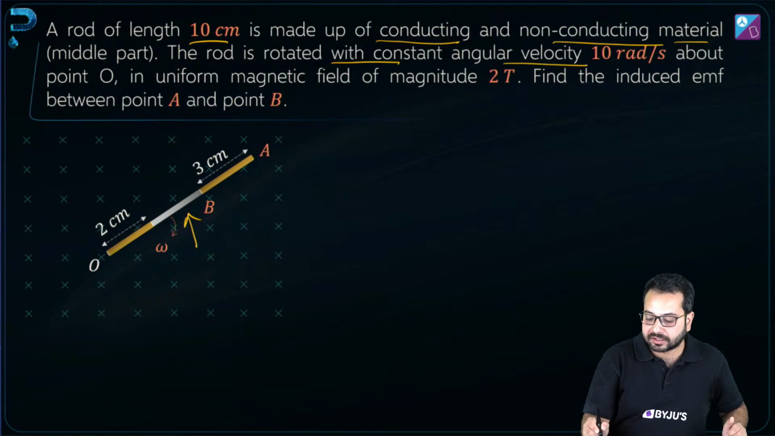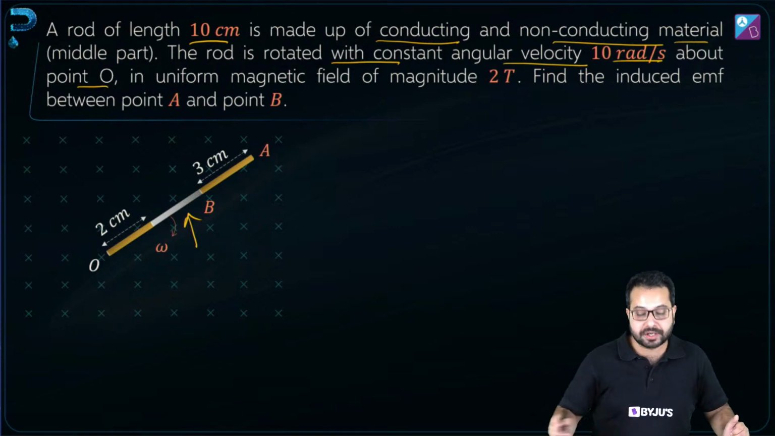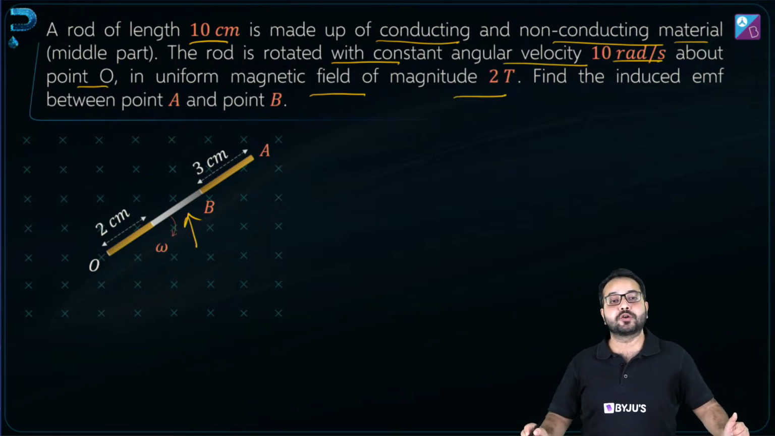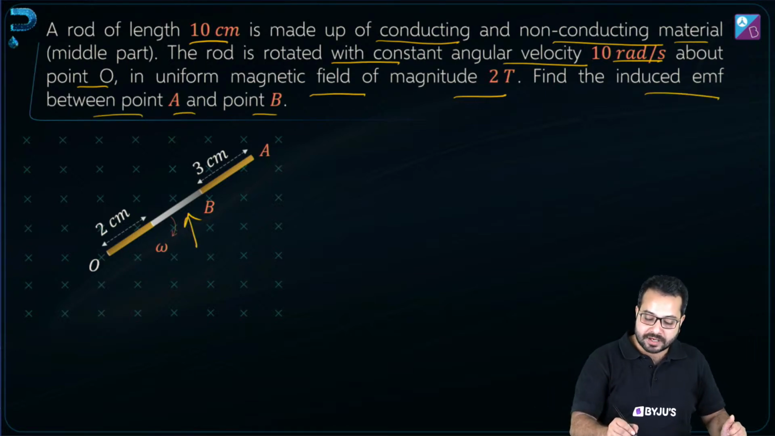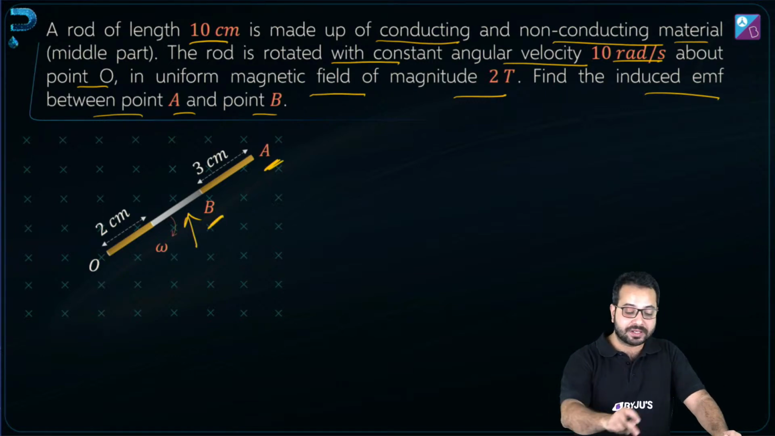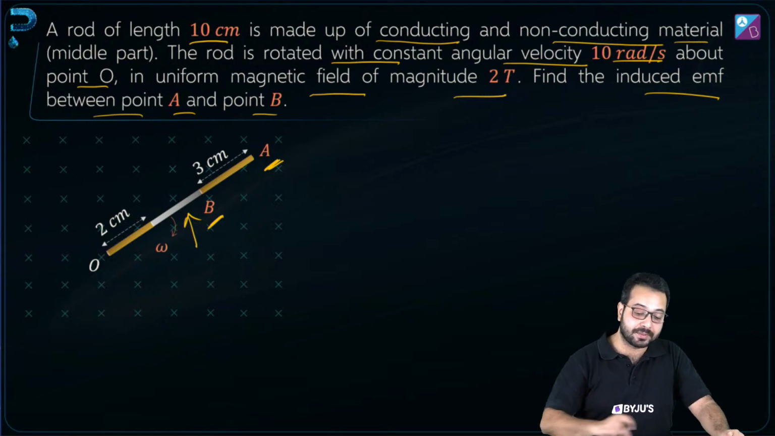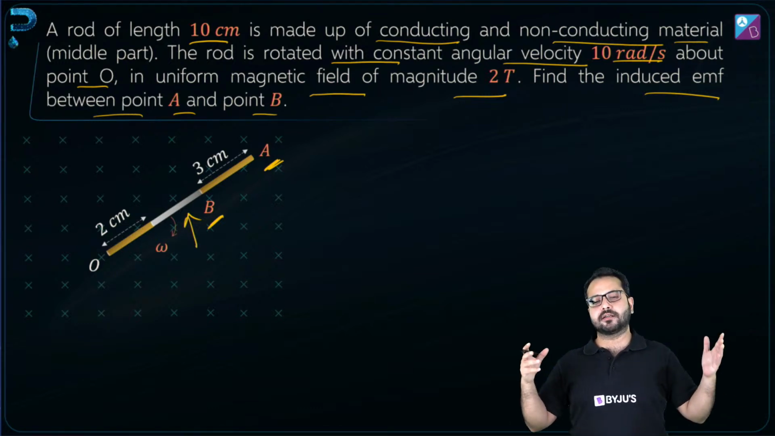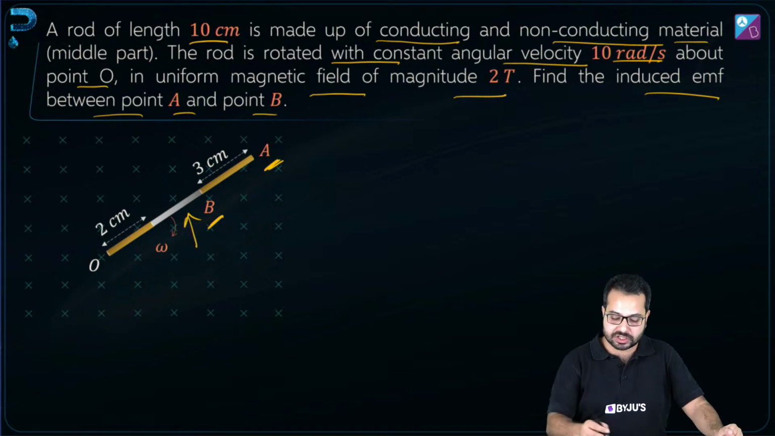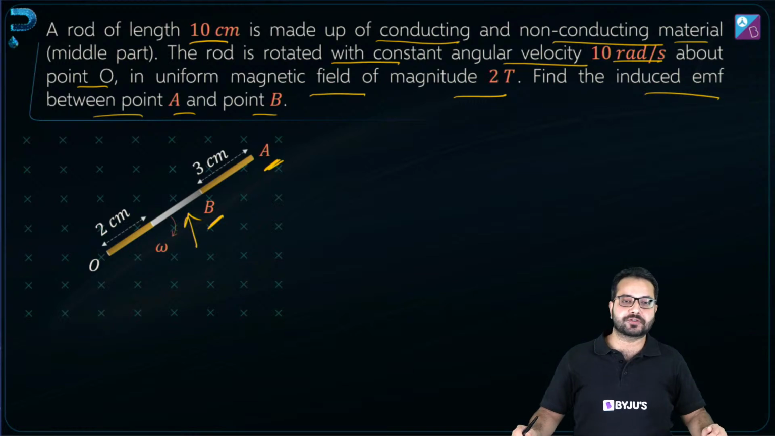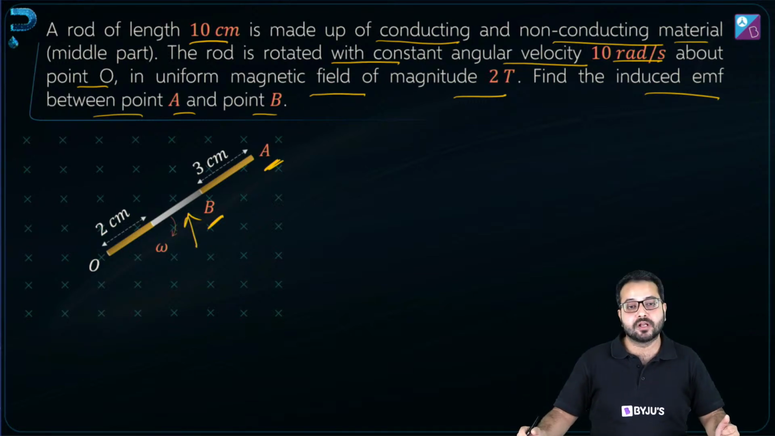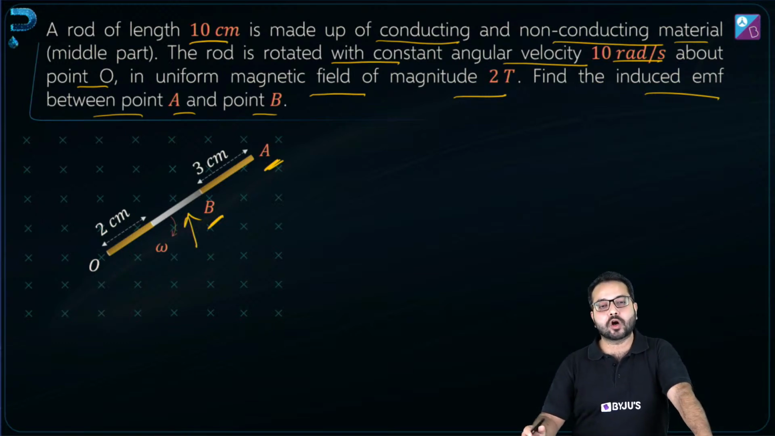The rod is rotated with angular velocity 10 radian per second about the point O in a uniform magnetic field of magnitude 2 Tesla. Find the induced EMF between points A and B. Okay, we have to find out the induced EMF between these points. We don't have to find out the induced EMF between A and O. We have to find the induced EMF between A and B. And some part of the rod is conducting, some part is not. Okay, that's the question. Take a few seconds to absorb the question and then we're going to talk about the solution. But as always, I want to know from you what is the basic concept involved. How do we deal with a rod which is rotating?